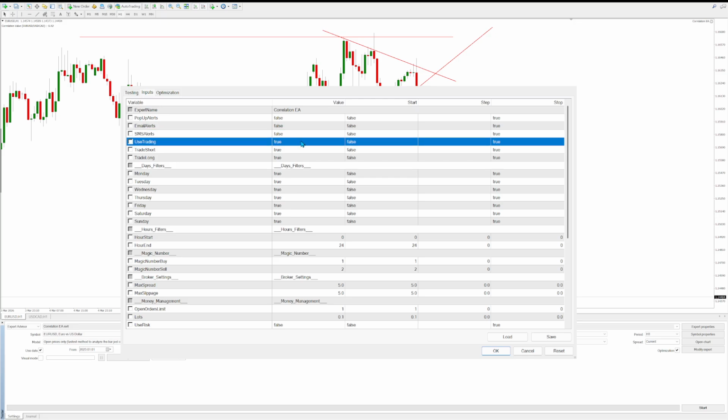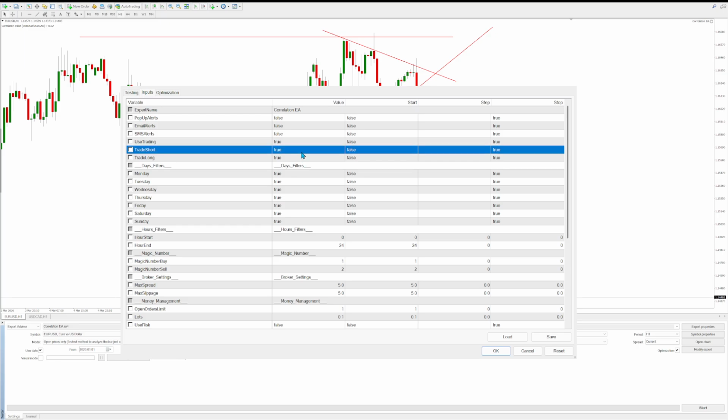Use trading, if you set use trading to true, the EA will actually place and manage a trade for you. You can combine use trading with alerts as well, so you know that the trade's been placed and then you can quickly check to confirm everything is good.